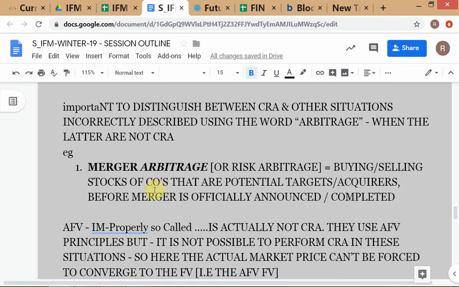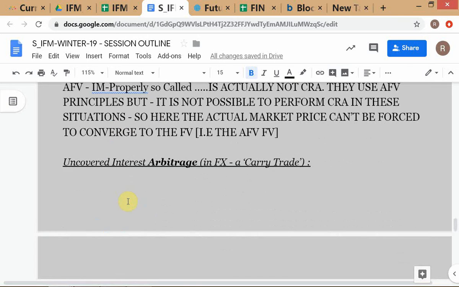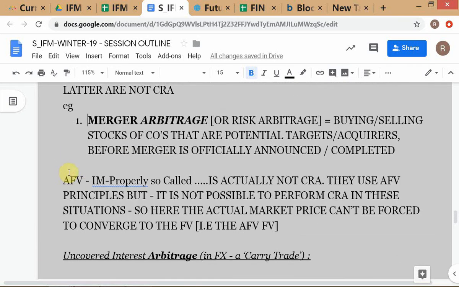So the first transaction you learnt about is merger arbitrage, also called risk arb. The second transaction you learnt about, we are now just giving examples of transactions where the industry improperly uses the term. You can't stop people in the industry from using these terms, so you have to know what they mean when they say this, but every time you see this kind of use of the word arbitrage, you should also remember what CRA is, and understand that these are not CRA.